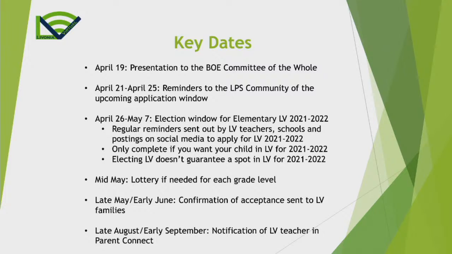We'll again send out regular reminders. One of the key points that we're going to have to keep saying again and again and again is only complete if you want your child in Livonia Virtual for next year. And electing Livonia Virtual doesn't guarantee a spot for the following year. If necessary, in mid-May, we'll have a lottery for each grade level. And then in late May, early June, confirmation of acceptance will be sent to Livonia Virtual families. And then just like with our in-person students, late August, early September, we'll notify them of their child's teacher. So that's our timeline moving forward at this time.